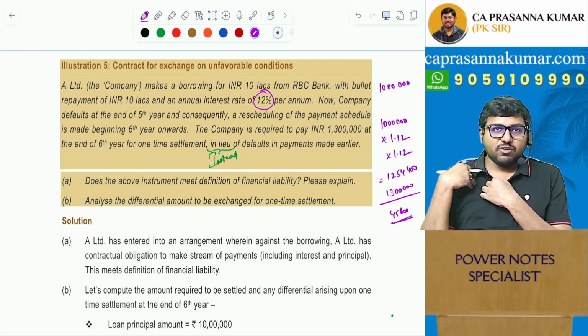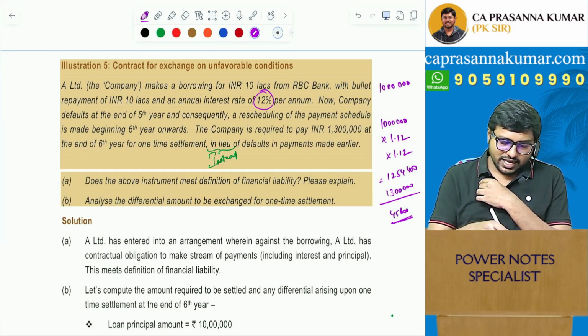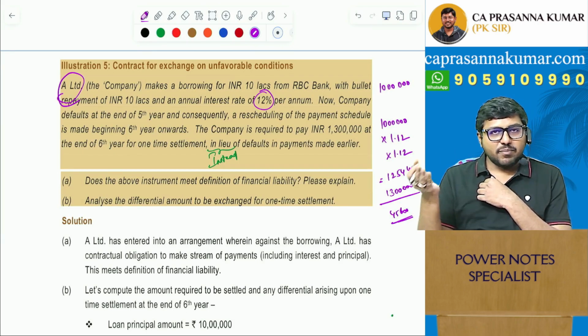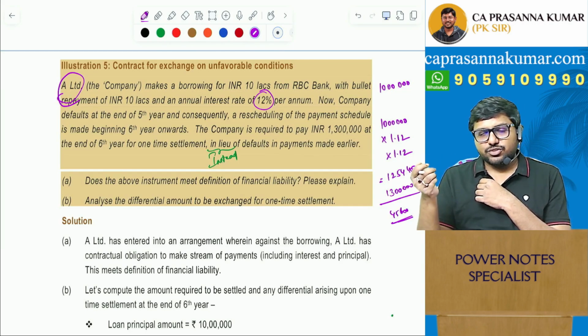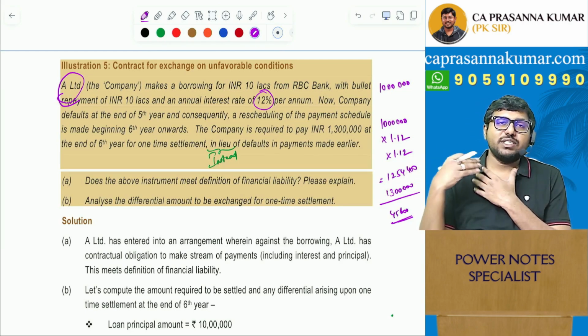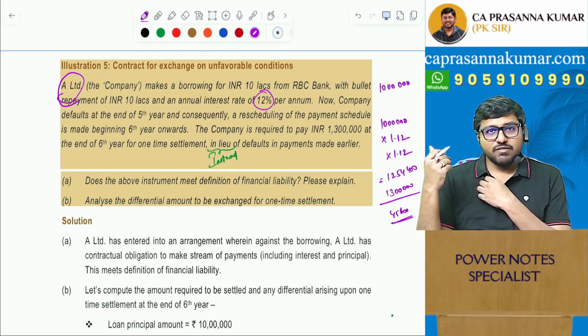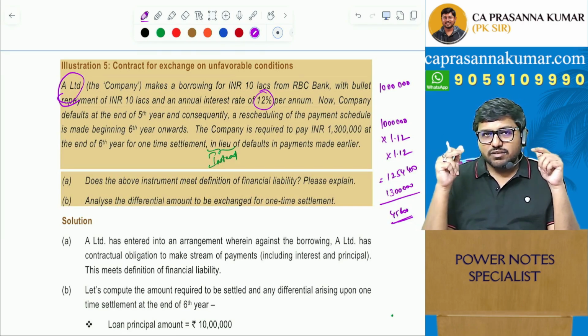Now, what is this 45,600 for? Because of the default mistake that A Limited has done. A Limited is being fined by the bank. So you are getting fined eventually. So I have to pay that much extra. So is it a favorable condition or unfavorable condition for A Limited? It is unfavorable. Now try to recollect the definition of financial liability.